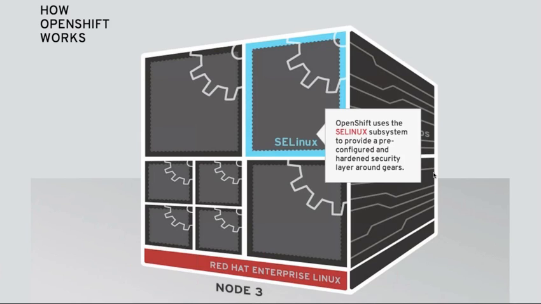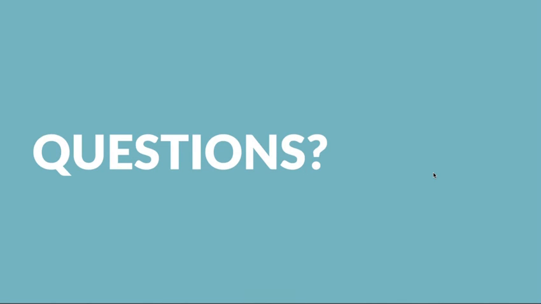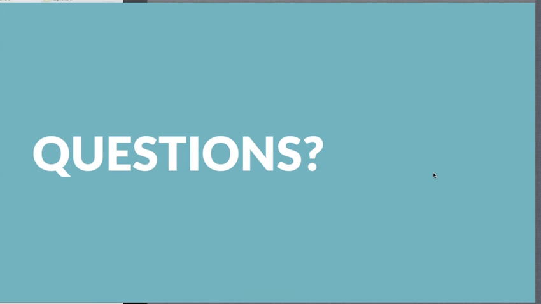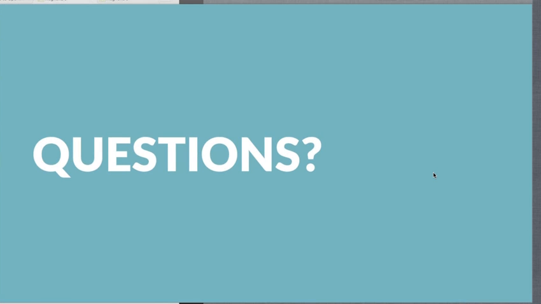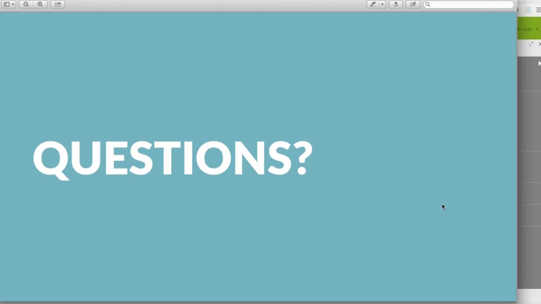So we have just covered the small internals of OpenShift, what it is using. Now we are almost done with the session, so we are ready for questions. All right, so far we have three questions. They seem to be more general about OpenShift. The first one is, I think, fairly simple.